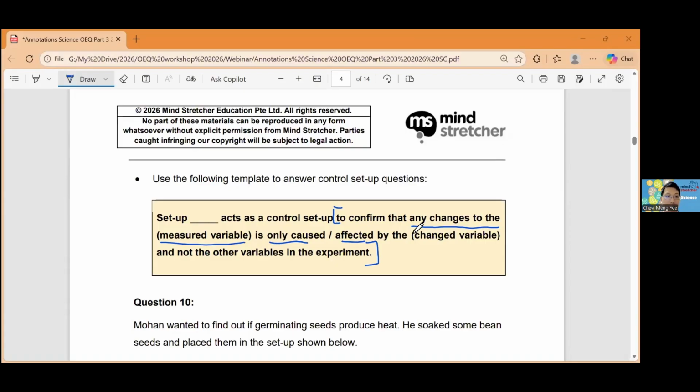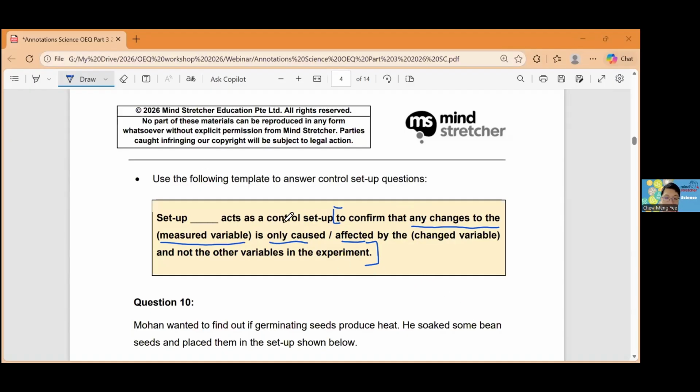Some of you say the purpose is to compare. Yes, it's actually to compare the results, then from there you confirm. If you want to make it more complete, you can say to compare results and to confirm. But I don't find that really necessary, so I leave it to you. But my template here, "to confirm that any changes", I think is sufficient to explain the purpose of a control setup.